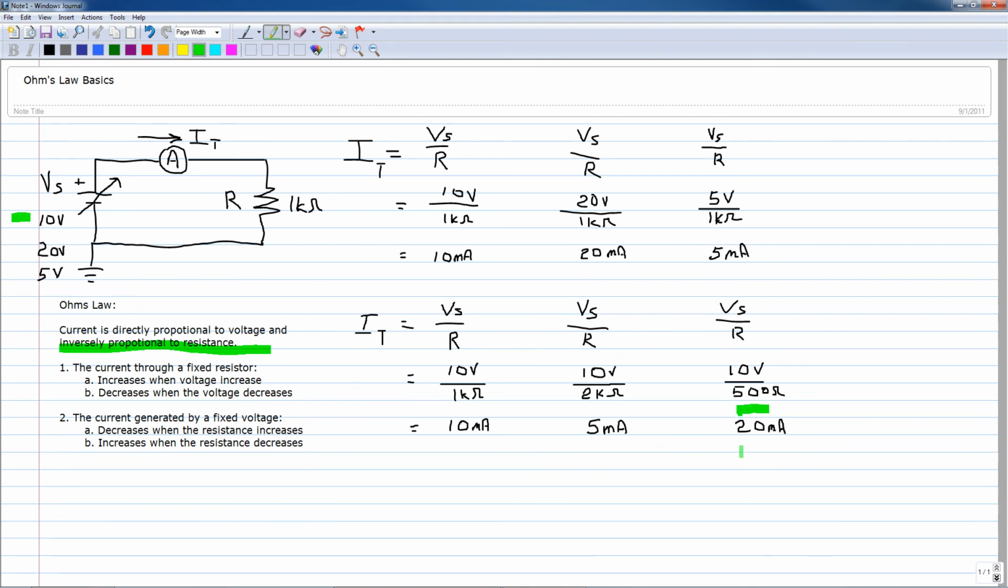So the relationship there again is that the current generated by a fixed voltage decreases when the resistance increases and increases when the resistance decreases.